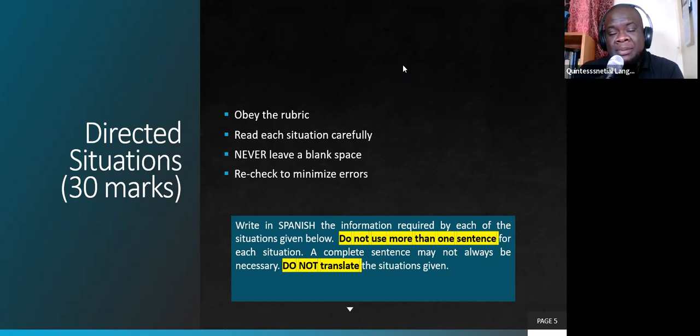And this is a sample or an example of what the instructions would look like. Write in Spanish the information required by each of these situations given below. Do not use more than one sentence for each situation, and a complete sentence may not always be required. Do not translate the situations given.